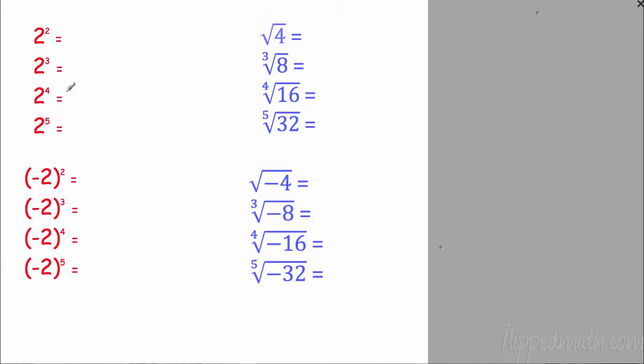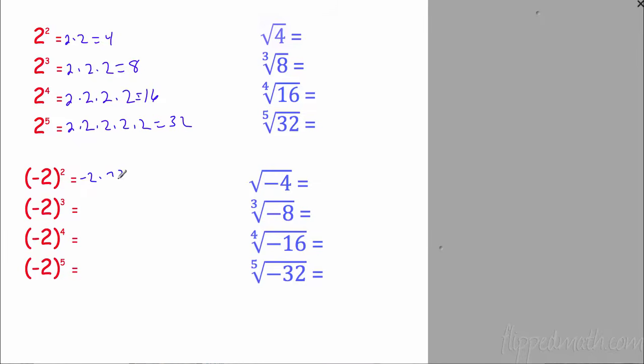So right here, I have exponents, which we know. So this is 2 times 2, which is 4. This is 2 times 2 times 2, which is 8. This is 2 times 2 times 2 times 2, which is 16. This is 2 times 2 times 2 times 2 times 2, which is 32. Down here, it's the same thing. Negative 2 times negative 2 is positive 4. Interesting. Same answer. We have negative 2 times negative 2 times negative 2. That's a negative 8.